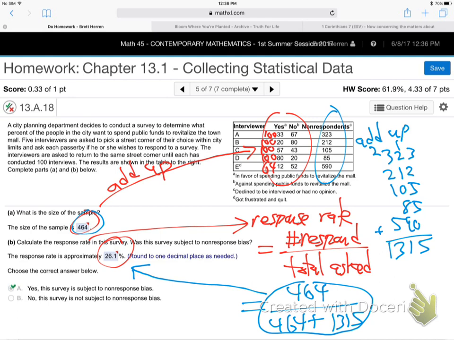Now look at the final question. This survey is subject to non-response bias. We talked about that yesterday. Do you remember that? I know I talked about a lot of things. I talked about World War II even yesterday. What's non-response bias? Remember that?